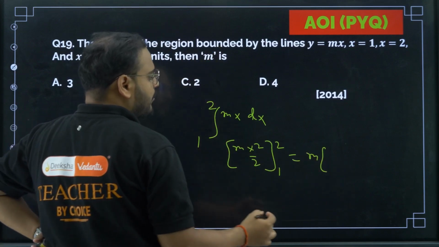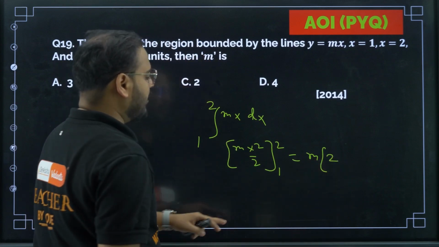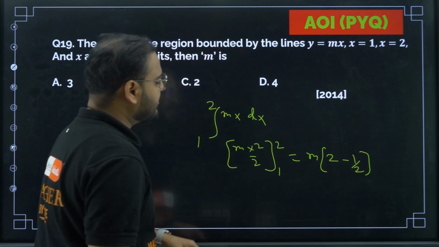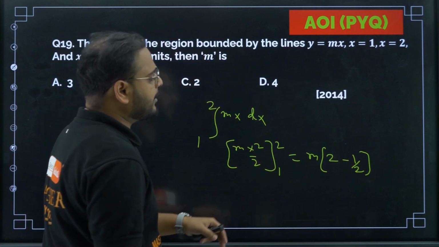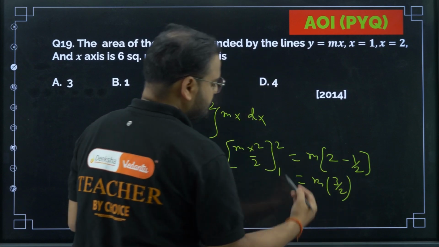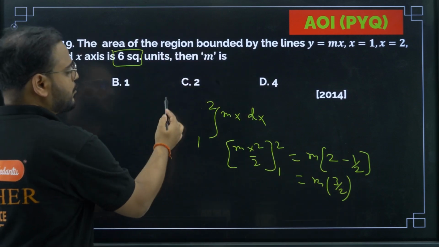Put 2 here, you're going to get what? x square will be 4, 4 by 2 will be simply 2, and put 1 there, you're going to get 1 by 2. If you put 1 there, you're going to get 1 square by 2, so 1 by 2. What's the answer? m times 3 by 2. Now what they are saying is this is equal to 6 units.